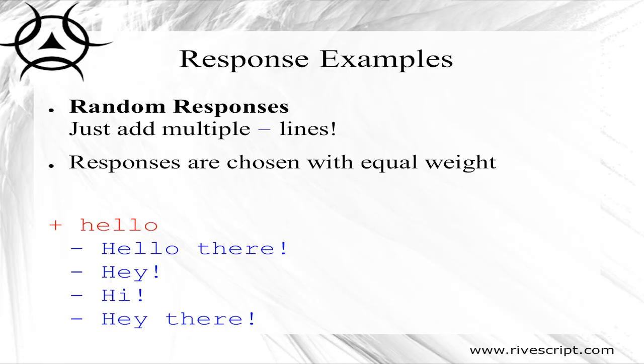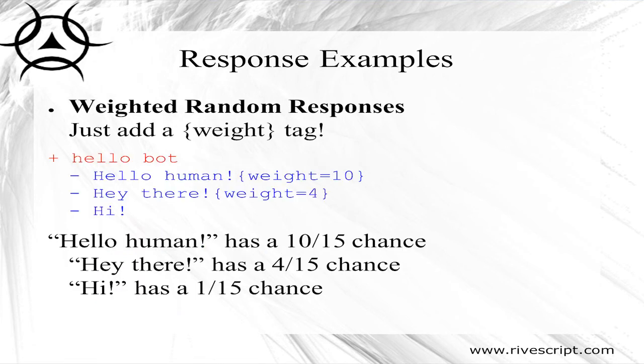Response examples. Random responses, you just have multiple minus lines. And in this syntax, they're chosen with equal weight. Or you can have weighted random responses. You put a little weight tag next to some of the responses, and you can change the priority or probability that those responses will be chosen. So in this example, hello human will be given significantly more often than the alternatives.